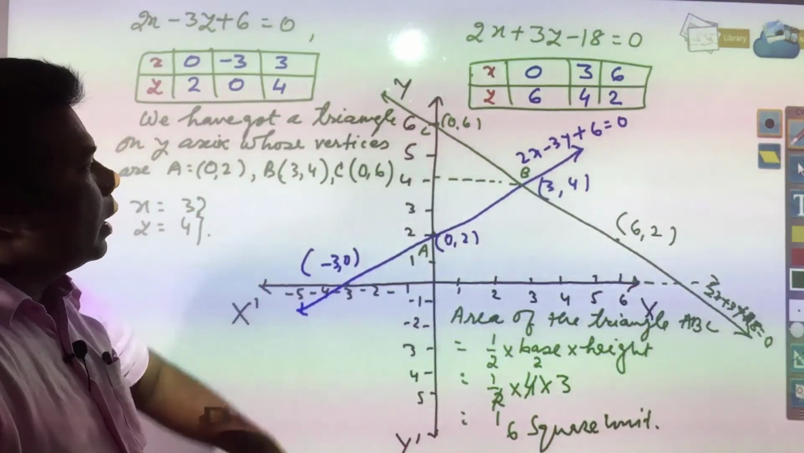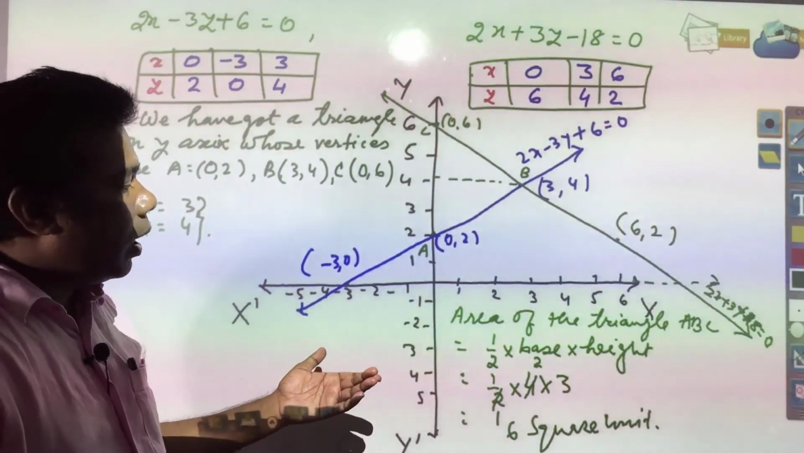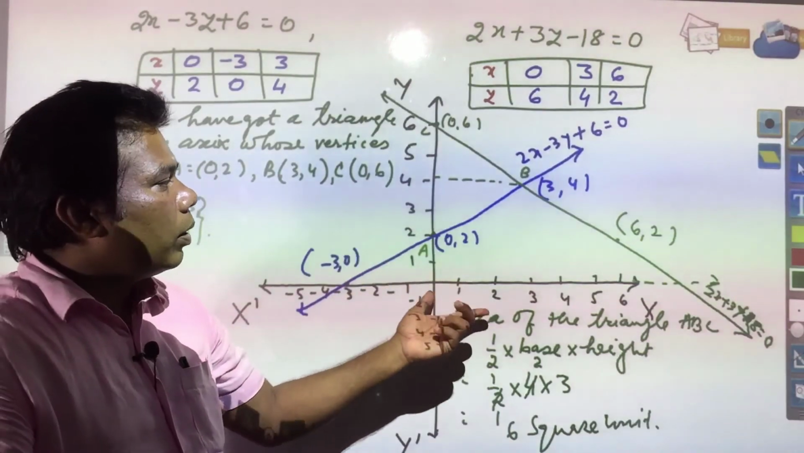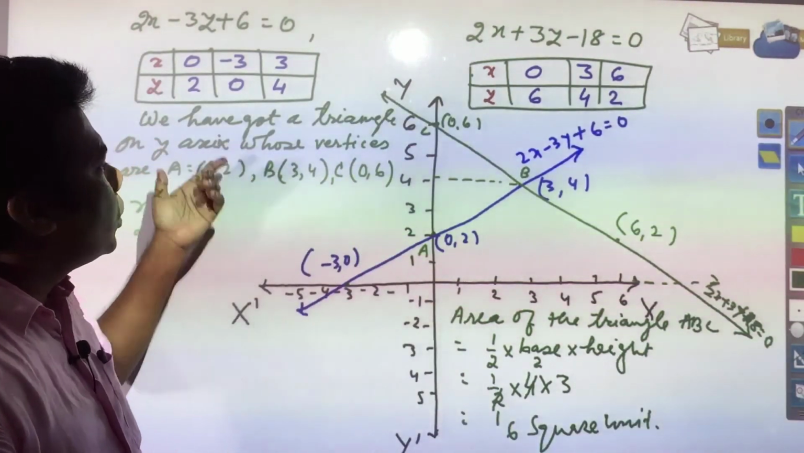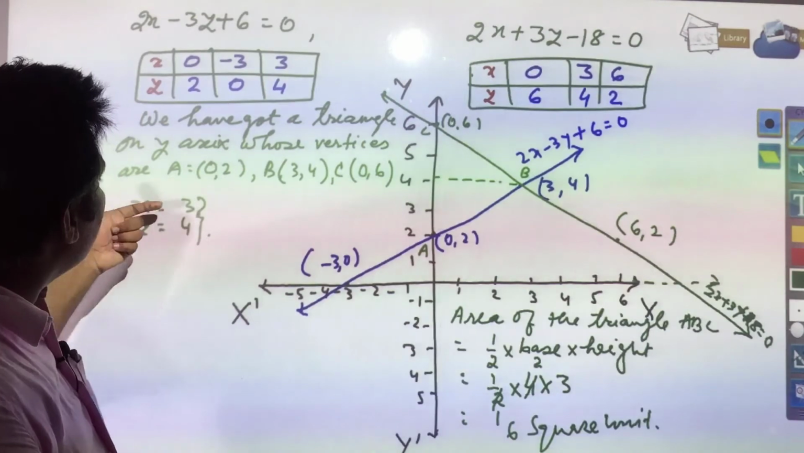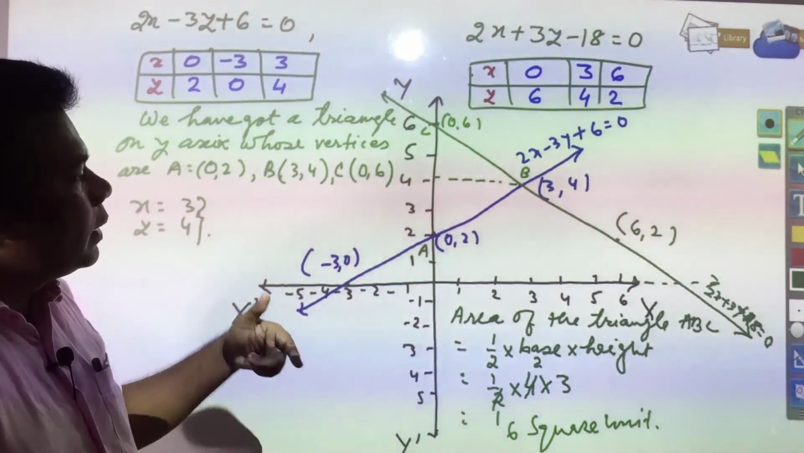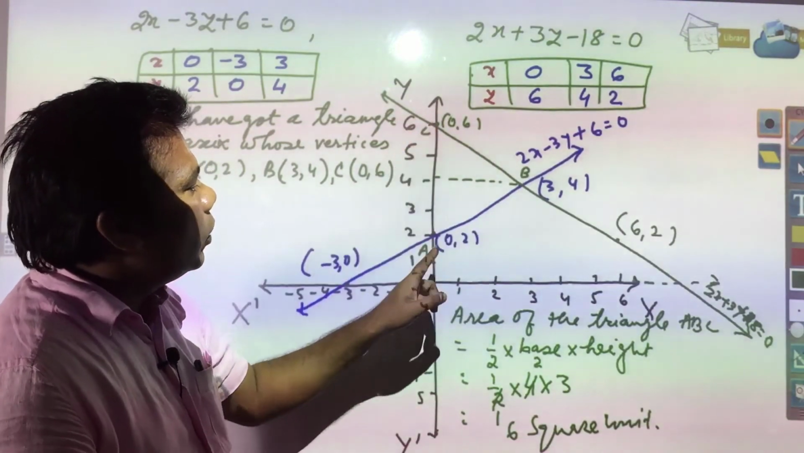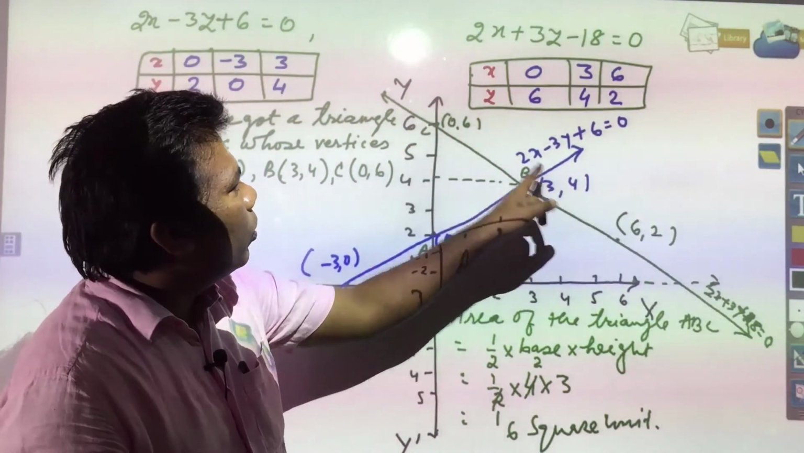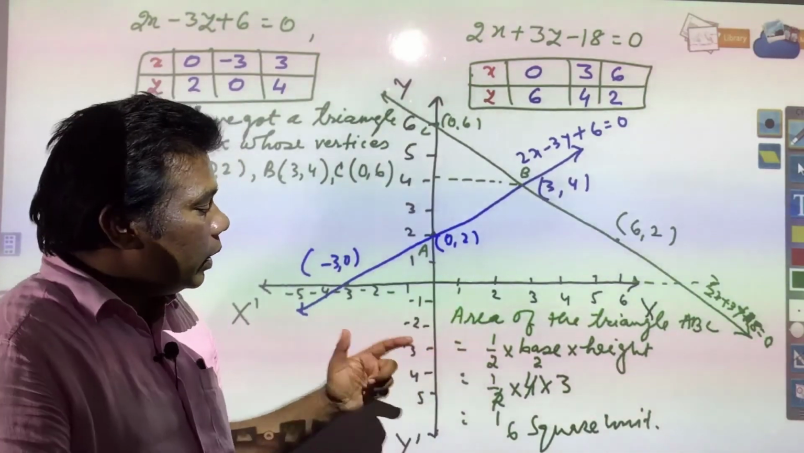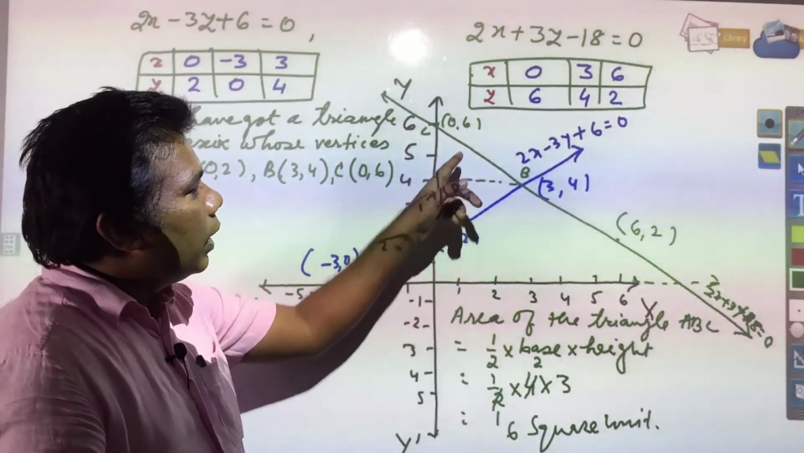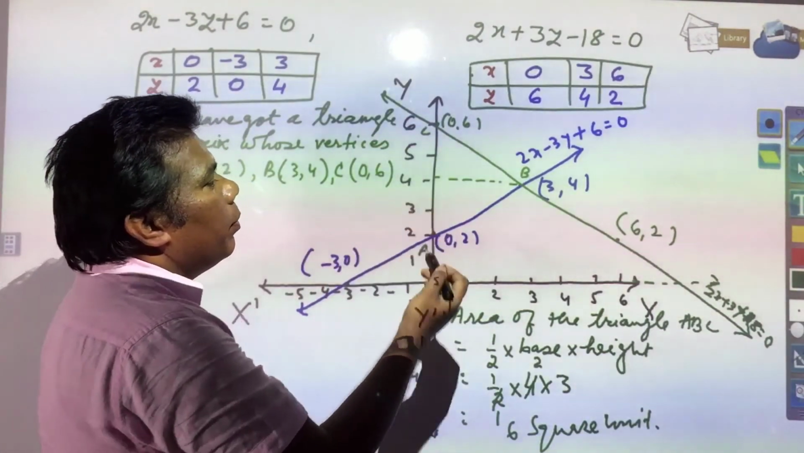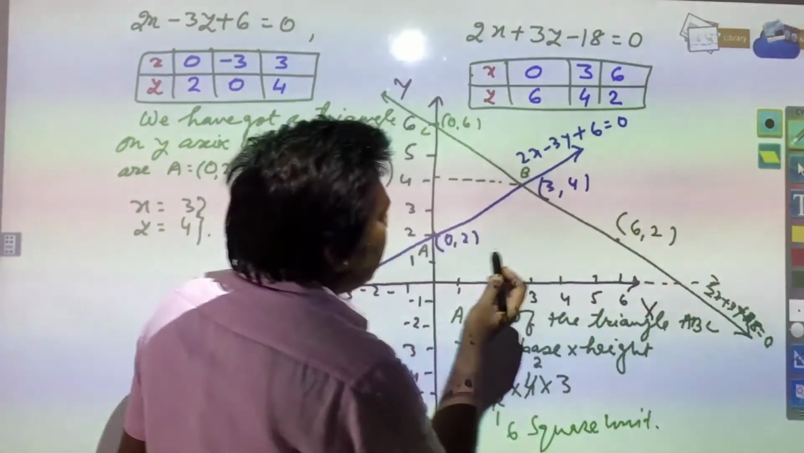So, you have done all the things that were asked in the question. First of all, you needed to plot the graph and find the solution. So, you have got x is equal to 3, y is equal to 4. Second thing, you needed to find the vertices of the triangle. You have got vertices 0 2, 3 4 and 0 6, and finally you needed to find the area of the triangle on the y axis. So, what difference have you got between the previous question and this?